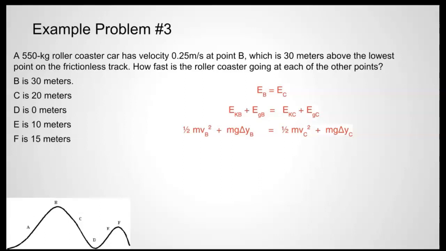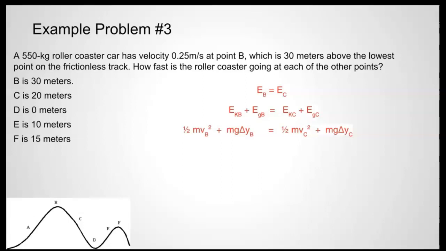On the C side, the 1/2 mv squared is how I will find the speed at point C. I know the mass, but I don't know the speed. And then, of course, the gravitational potential energy at point C is mg delta y, and delta y is the height above the lowest point. And they told me at point C, that's 20 meters.